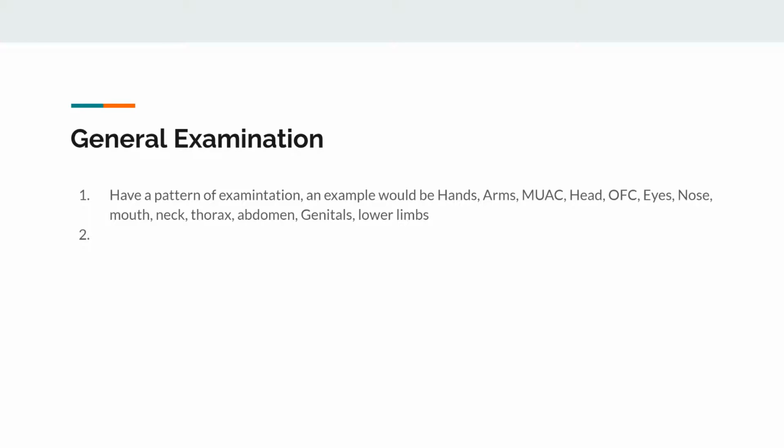Then you move on to the arms. You examine the arms bilaterally. Then you move on to your upper arm. This is the moment where you take your mid-upper arm circumference. All right, so measure this when you are examining their arms.